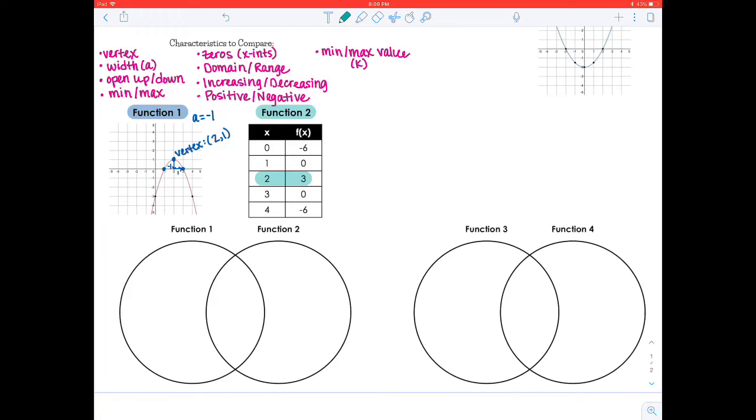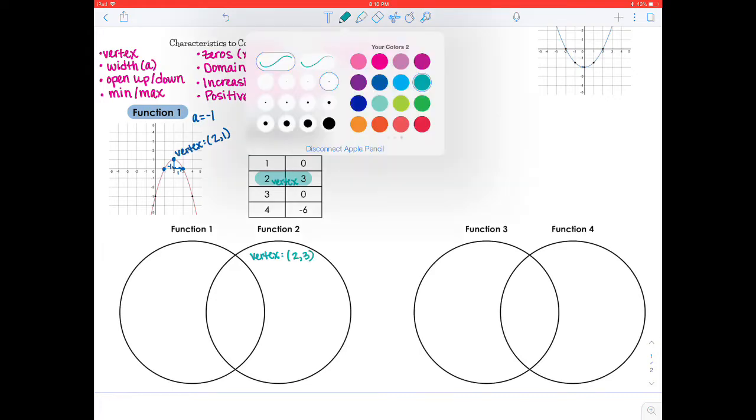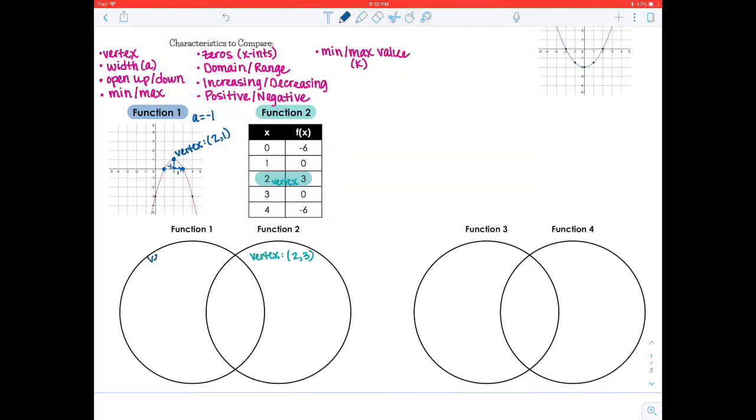So here my vertex is at 2, 3. Now I can already see right now that those are different. So I know that those are going to go in the separate bubbles here. So for function 2, my vertex is 2, 3. But for function 1, my vertex was 2, 1. So those are different. So I'm going to put those on the different sides there.